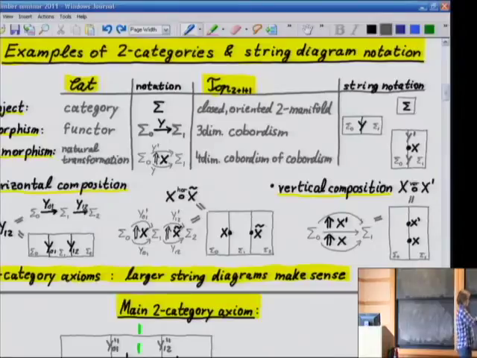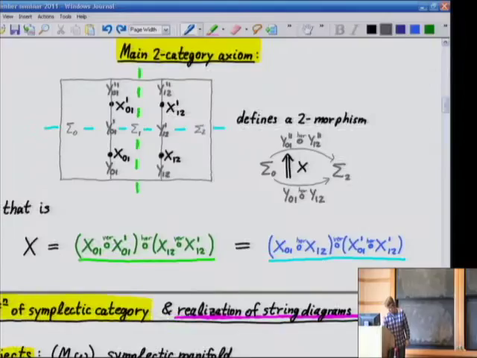And the beauty of the string diagram notation is that you don't need to write down a long list of algebraic axioms. You can just say, whenever you draw a string diagram with some more lines and points, it should make sense. So what do I mean by that? Here's the example of the main axiom in two categories. If you write this down algebraically, it says that somehow vertical and horizontal composition are interchangeable. But as a string diagram, it just says when you draw this picture, it makes sense.